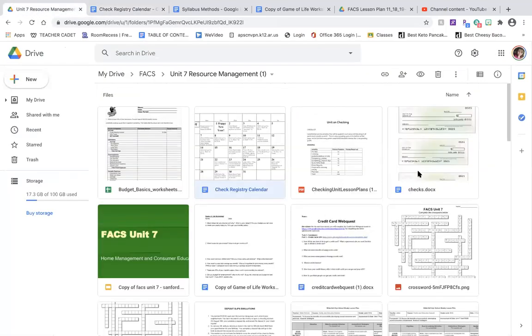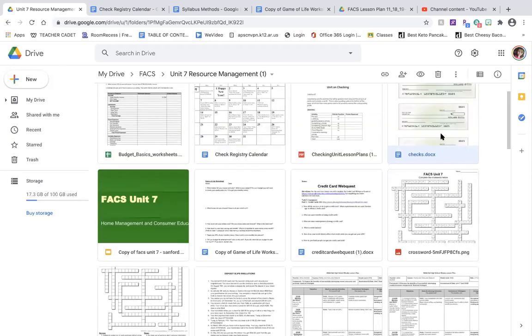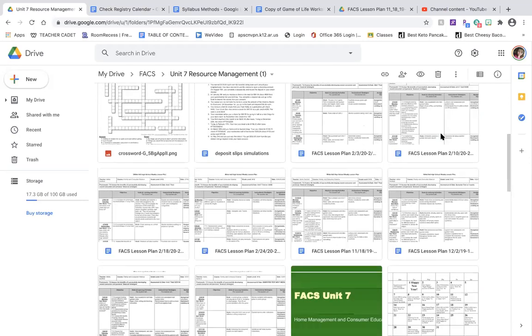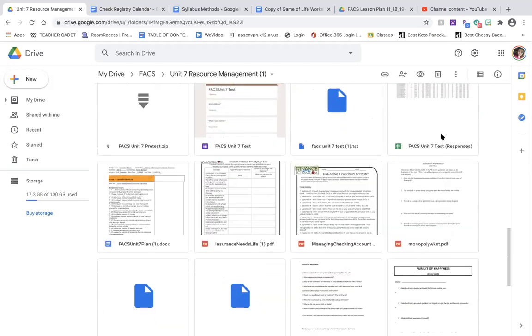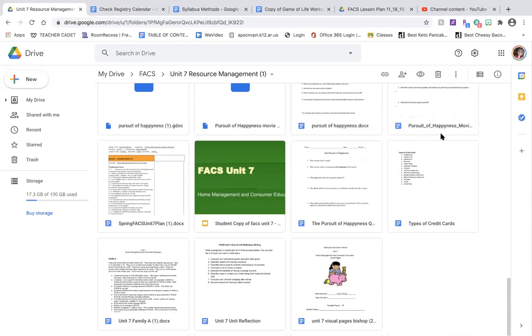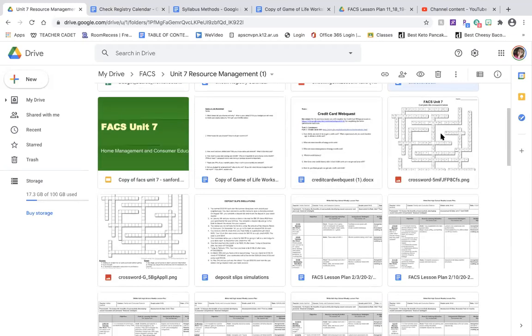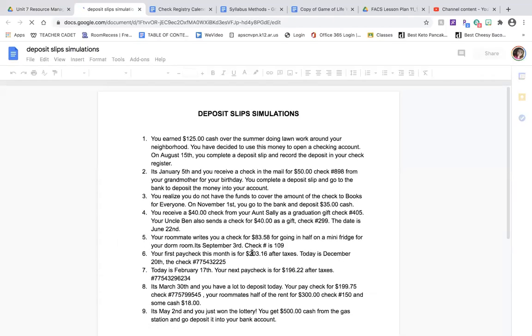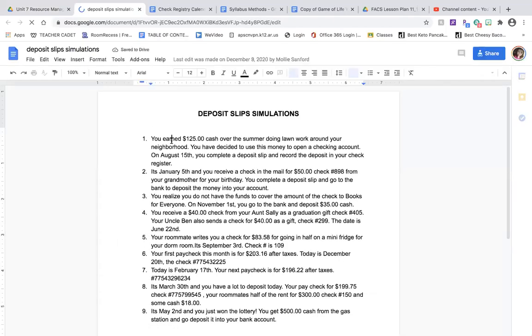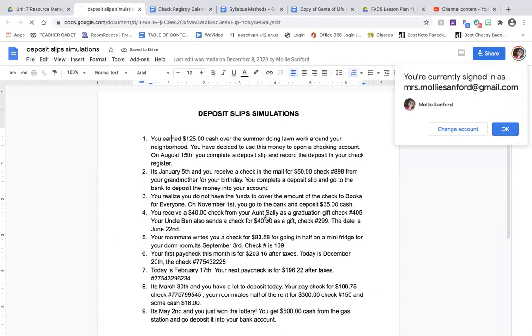So I also print out these blank checks I scanned, and they have to fill out checks as well as their checkbook registry. And also the other thing they do with this project, this takes about a week for us to do it, is they're going to do deposit slips too, because that's important for them to know how to fill out a deposit slip.